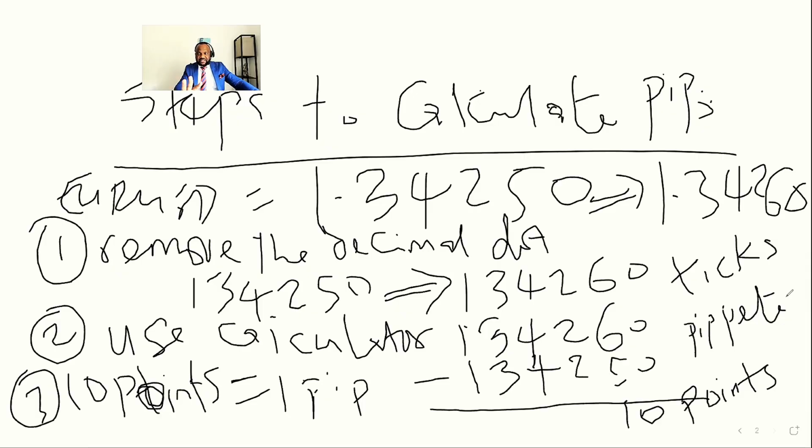3 steps. I'll go over the 3 steps again before we break. First, remove the decimal dot, so write the figures without decimal dots. Second, use your calculator to do your subtraction. The answer you found is called points. Third, convert the points to pips by dividing your answer by 10. That gives you how many pips you have made. Let's do one more example, and then I can give you a small test on that.